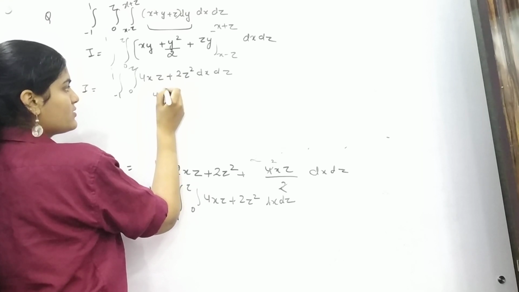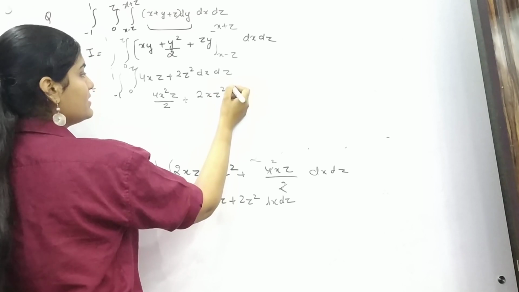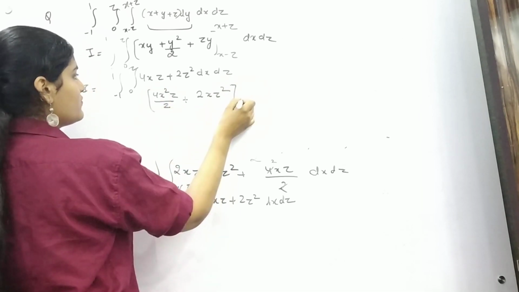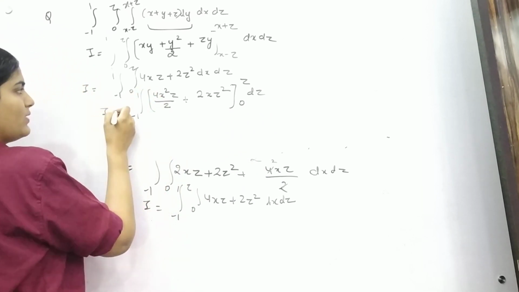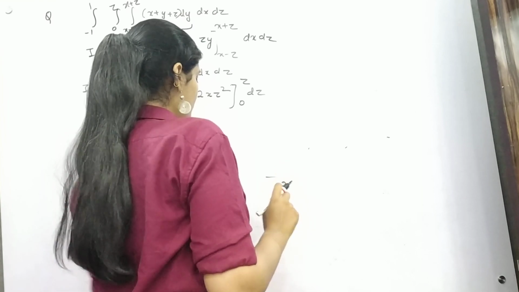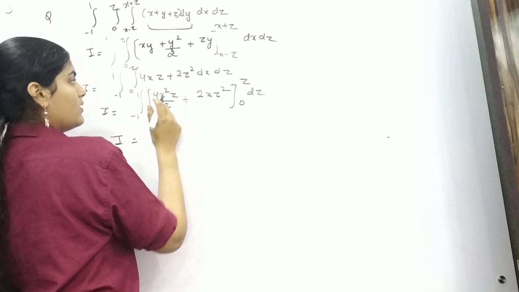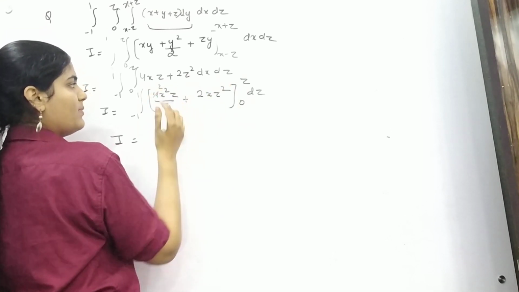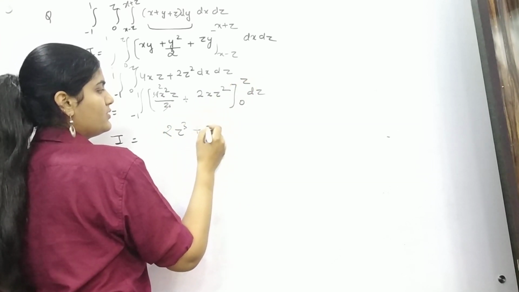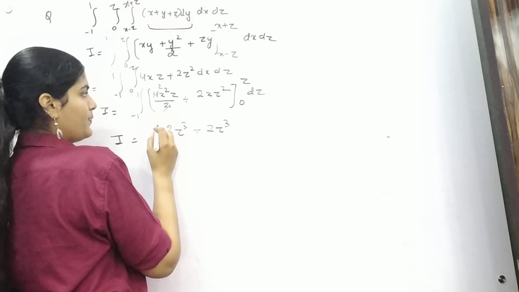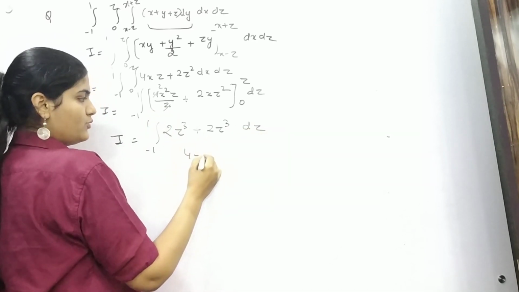So it will be 4x square by 2. This will be 2xz square, and the limit goes from 0 to z. Now only one limit is left here. If you put in the upper limit, it will be 2z cube, upper limit 2z cube, 2 into 4z cube.